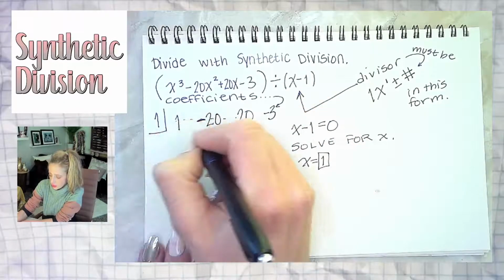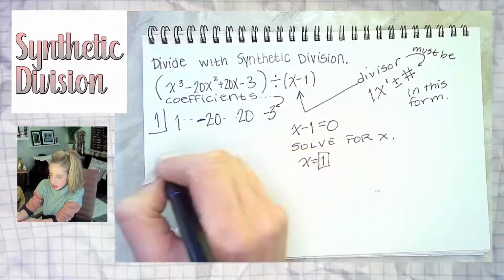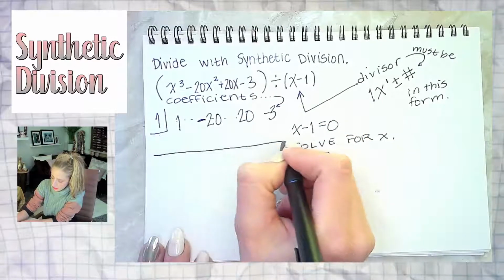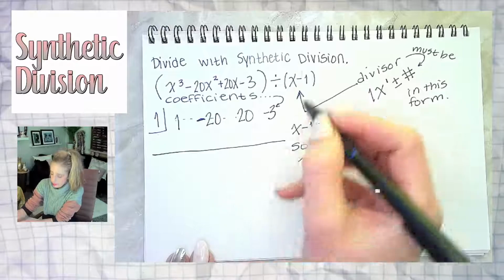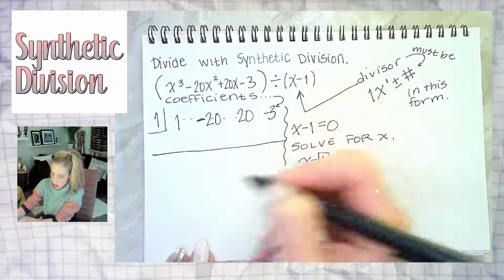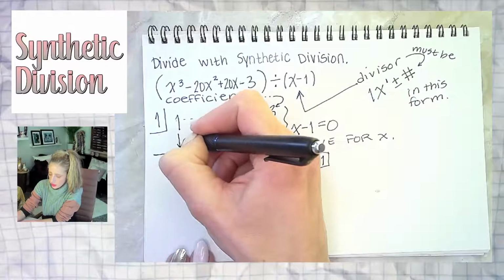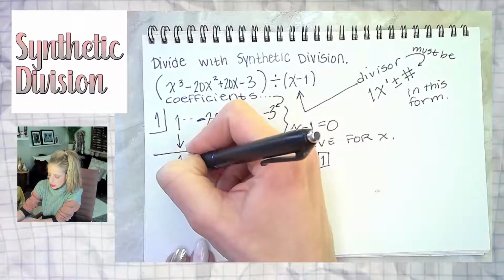Then if you're using lined paper, you're going to skip a line and you're going to draw a line. And now we start. Okay? It's going to be very quick. You're going to bring down the first number and you put it under the line.